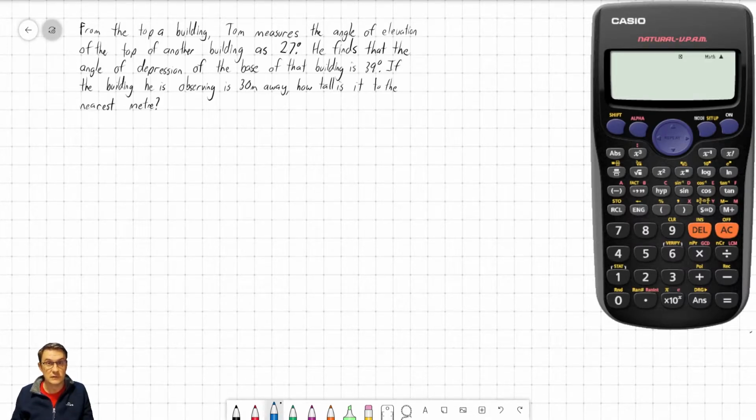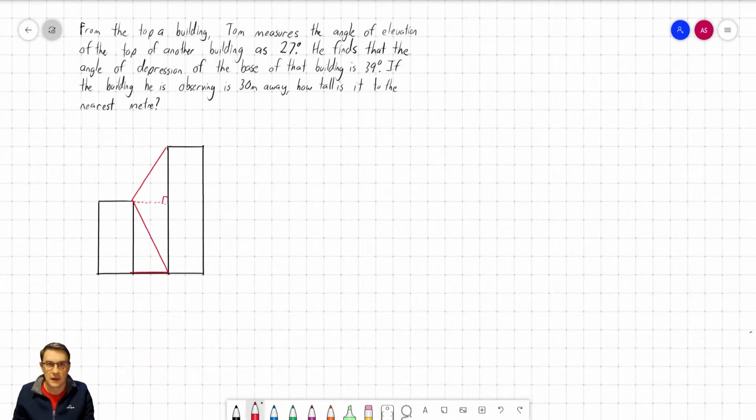So the first thing we want to do here is draw a diagram so that we can process this information and understand what we need to do. Okay, now with this diagram, we need to add the information onto it. One of the pieces of information we're told is that the angle of elevation to the top of the other building is measured as 27 degrees. What that means is this angle here is going to be 27 degrees, which is being measured.